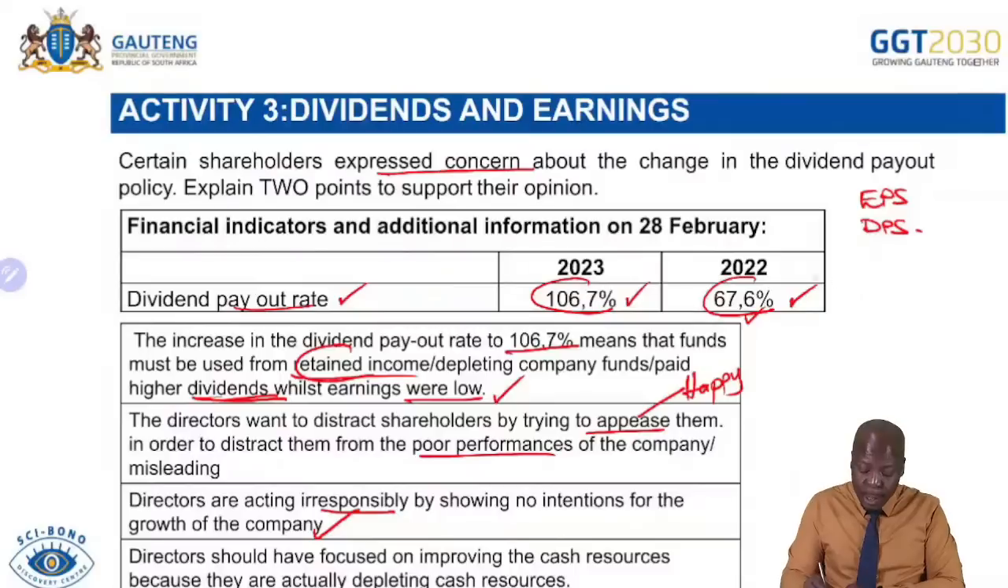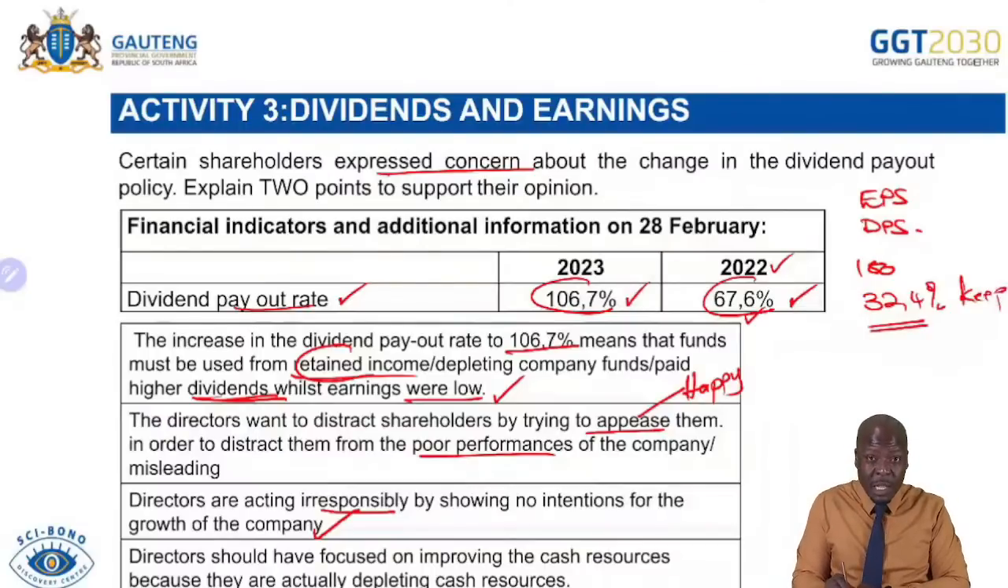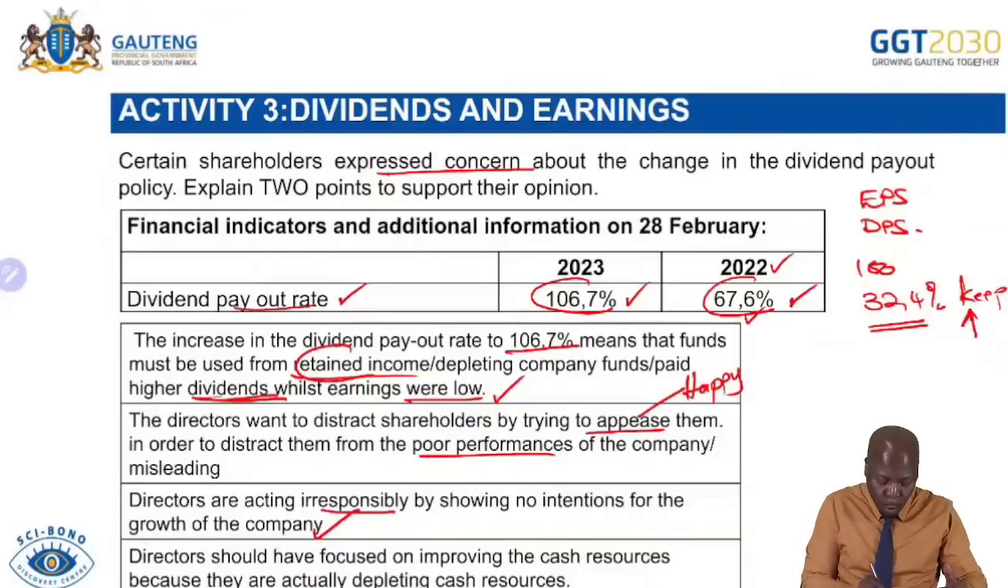Remember, once you look at 2022, the directors had 100% of earnings to give as dividends, but they gave 67. That means 32.4% was retained. To retain is to keep, remember that. So they retained 32.4% in 2022. But when they came to 2023, they did not keep anything. Rather, they took from what was retained to give. So once we keep or once we retain, that is where we can get funds for expansion, for growth.